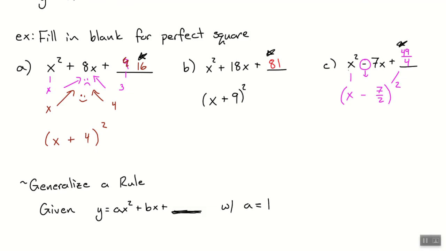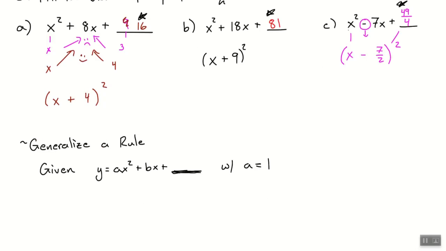If you take 8 divided by 2, what is it? 4. And now square it. 16. If you take 18 divided by 2, what do you get? 9. And square it. If you take 7 divided by 2, don't say 3.5, we get 7/2. And if you square it, what do we get? 49. Hey, there is a rule. Now, all we want to do is just take that rule right there and just generalize it.